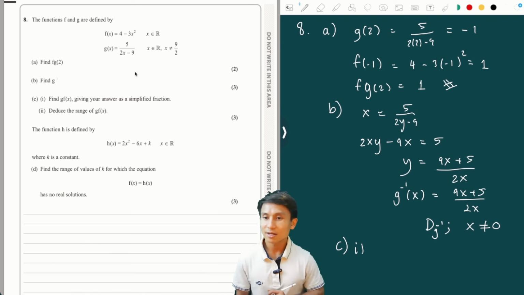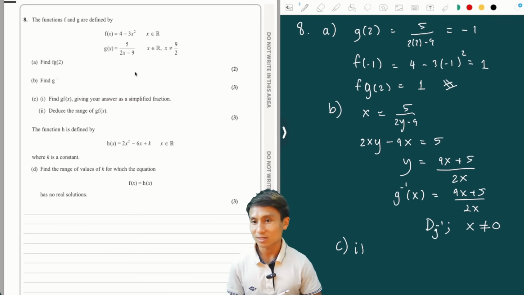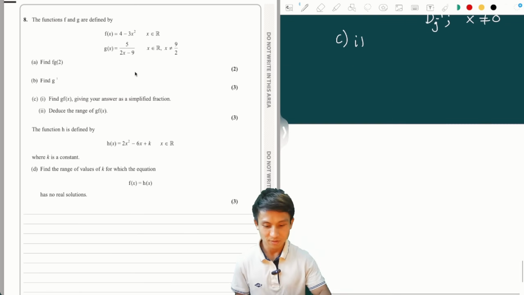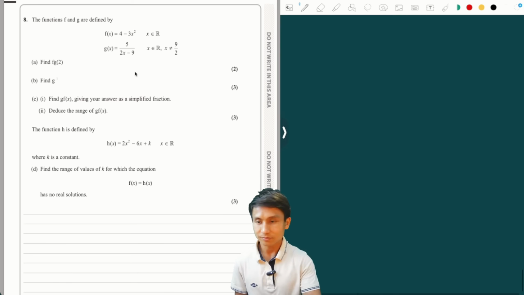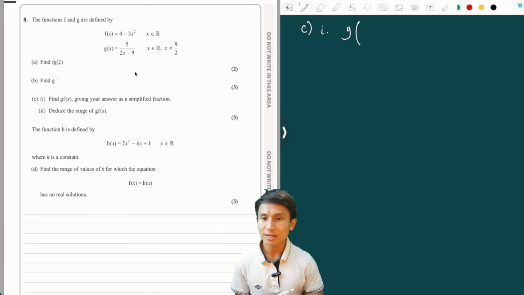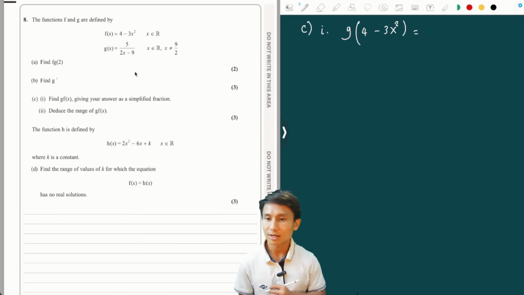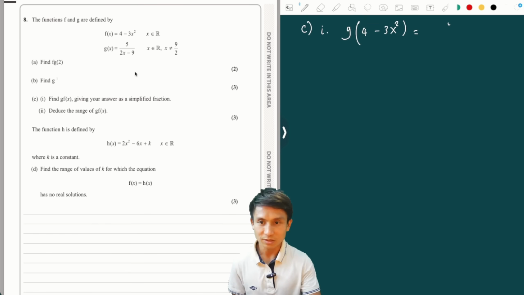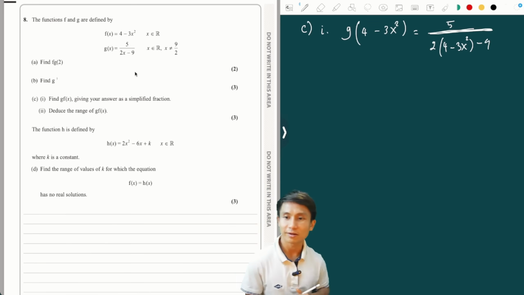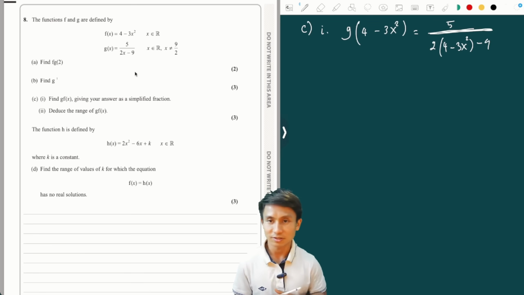Now let's find g of f of x. So that's a composite function, so we're just going to move on to the next page here. So g of f x is going to be subbing f into g. I'm just going to sub the whole thing into the g expression, because f x is the inner function.